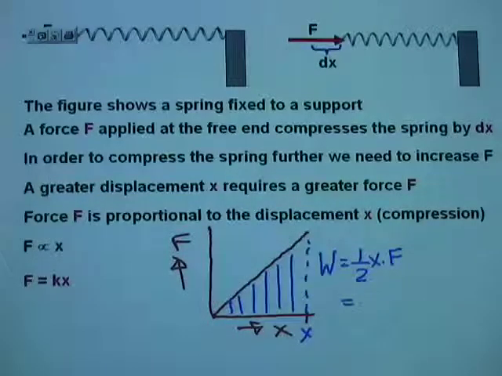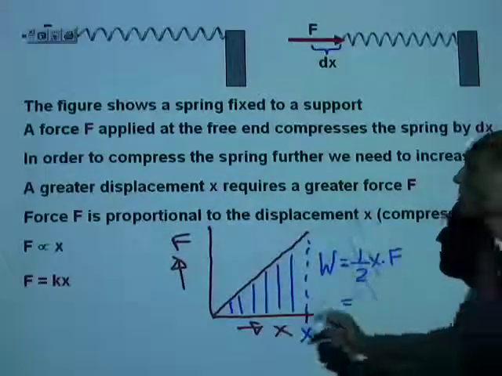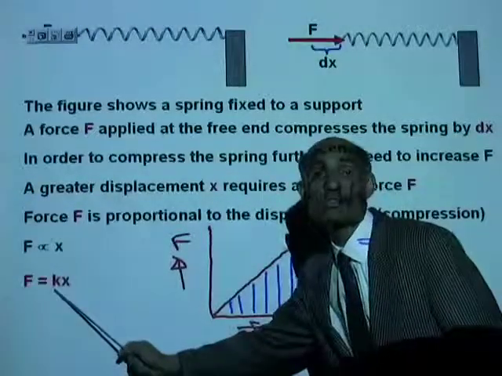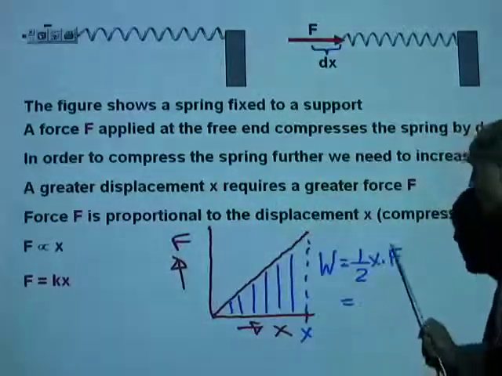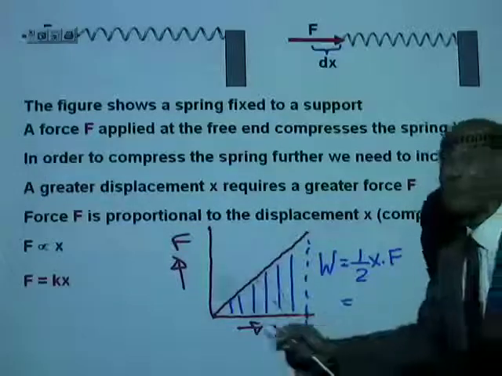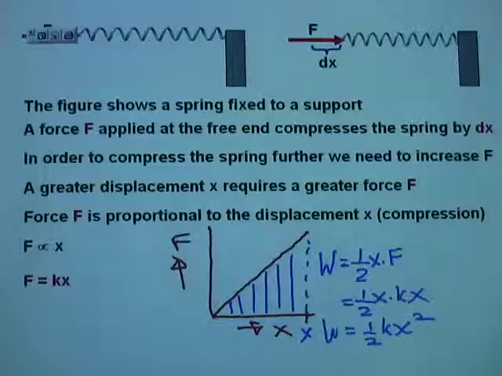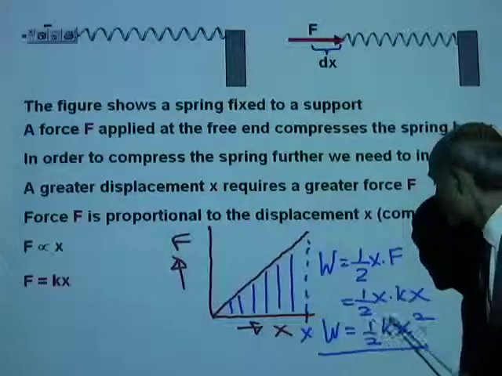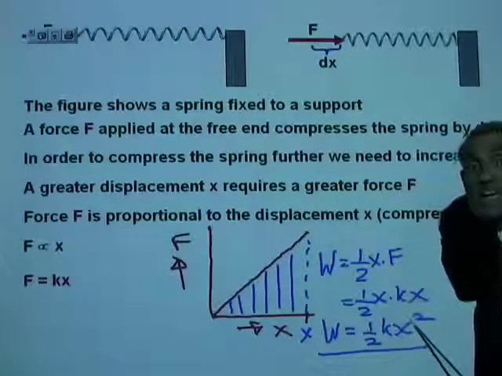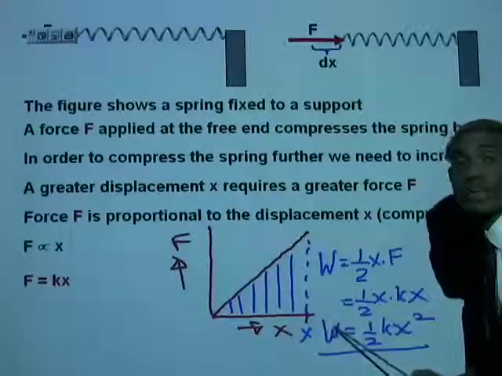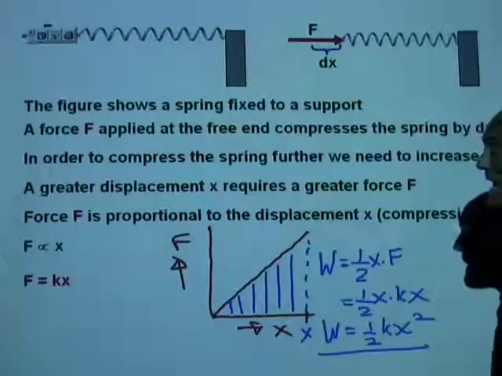Alright, help me rewrite this. This F, if you know, is given by Hooke's law, F equal to kx. So in here, I'm going to replace that F by kx. And let's see what the equation now becomes. That will be 1/2 x times kx, and that will be 1/2 kx squared. A very important relation. In the case of a spring, if you want to stretch the spring by an amount x, the amount of work done is W equal to 1/2 kx squared.